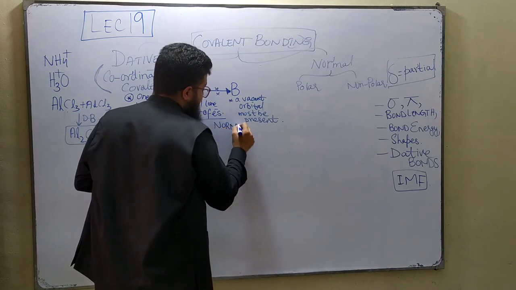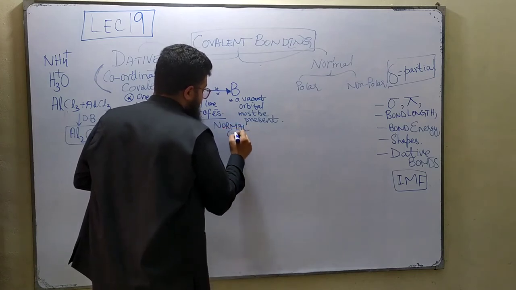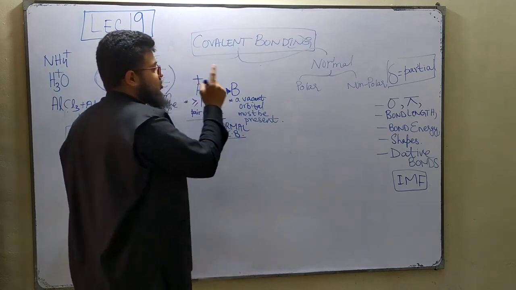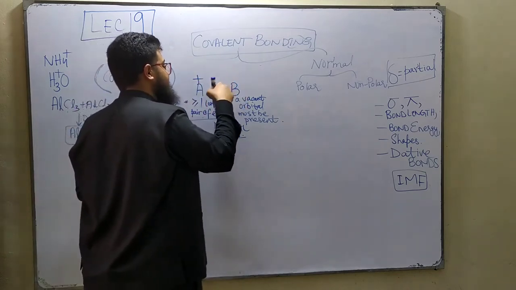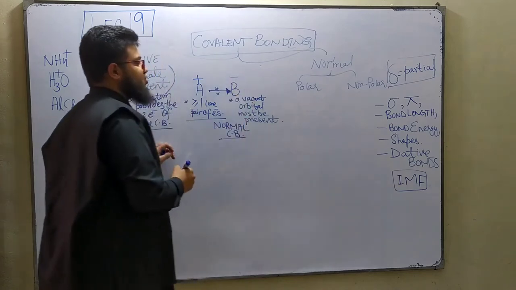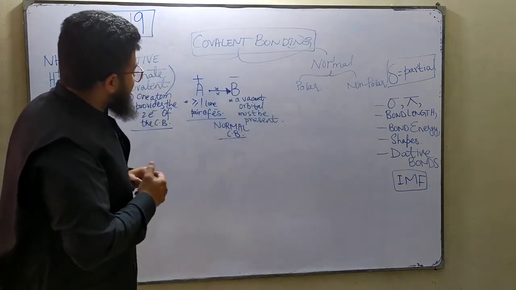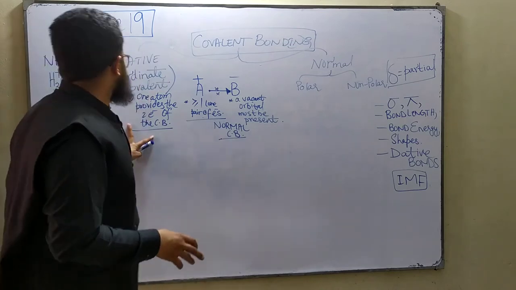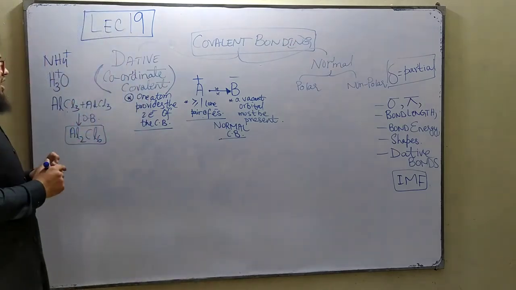After it is made, a normal covalent bond, and therefore A will get a positive charge because it has lost one electron, and B, since it has gained that electron, will get a negative charge. Okay, now this concept is the entire concept of dative bonding. Then let's come to the examples now.